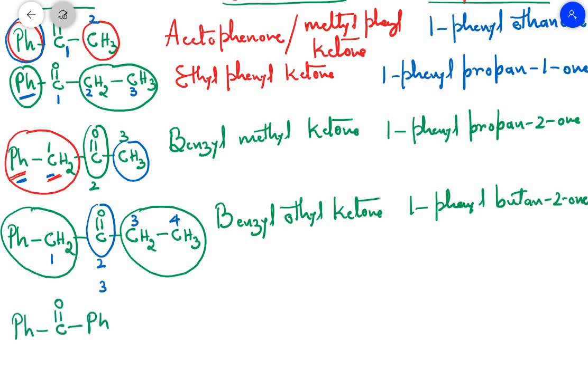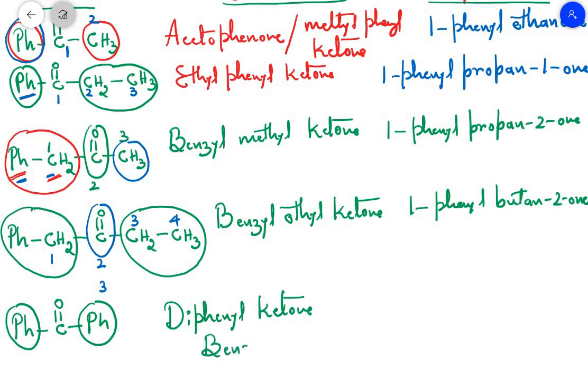In the next example, we are having here Ph and here also Ph. So both are aryl groups, and the common name is diphenyl ketone, or we have another name called benzophenone. And with respect to IUPAC nomenclature, here both are phenyl groups on either side of the functional group, and this is only one carbon, so the name becomes diphenyl methanone.